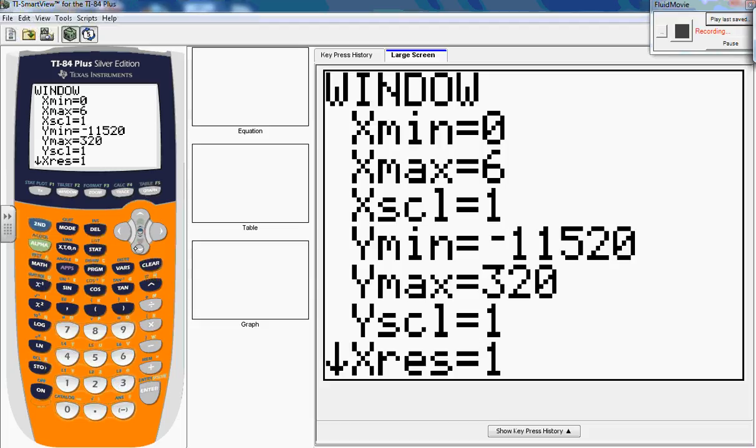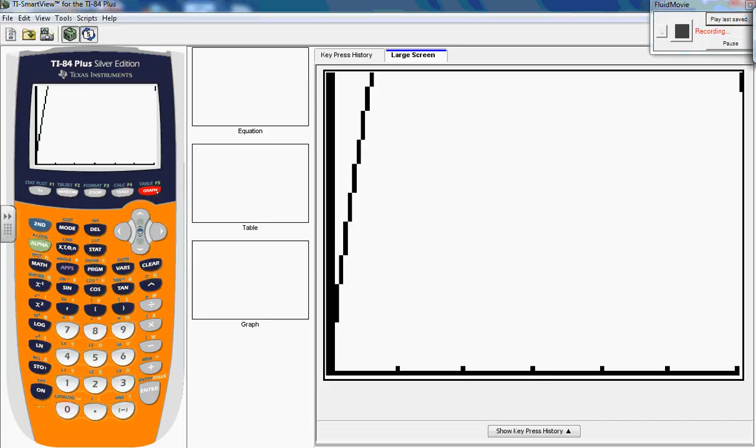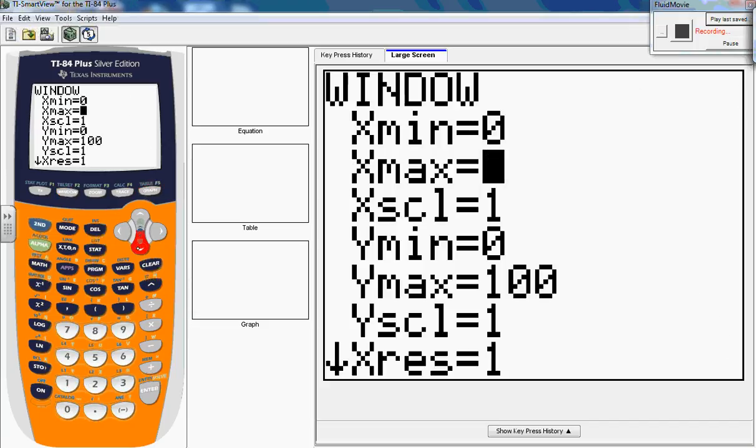The y, again, as far as the volume goes, I'm not really sure. We can't have a negative volume, so we'll say 0, and we'll go up to 100. Then we'll graph this. Ooh, the volume's going to be much bigger than this. But we do see that we have our domain correct, so we'll go back to window. We'll come here to y. Now we just need to be able to see it. We'll count by 100.